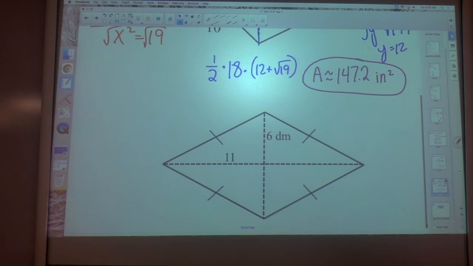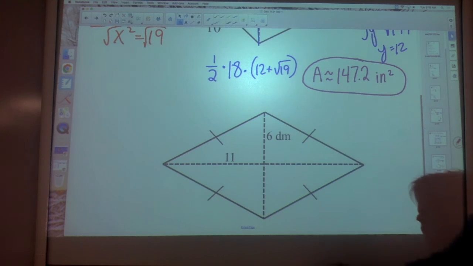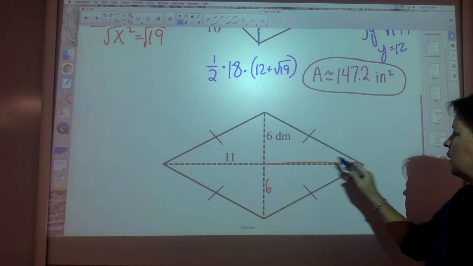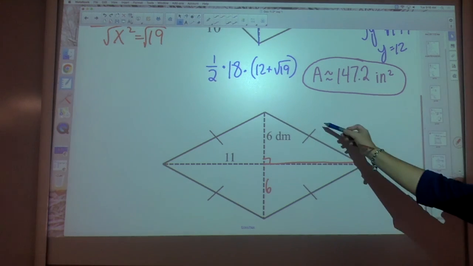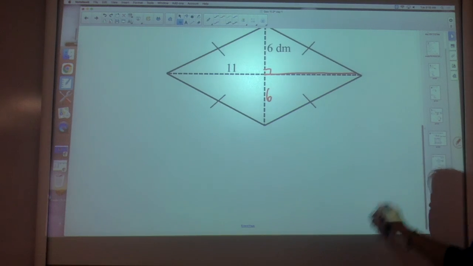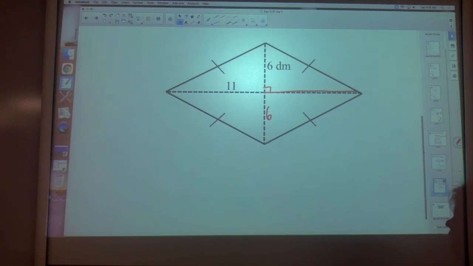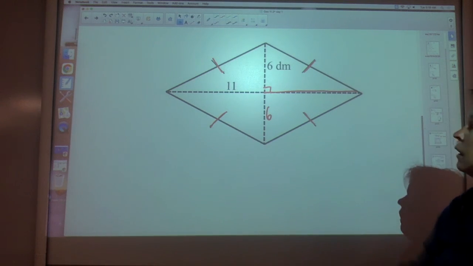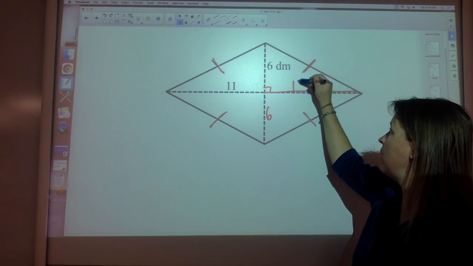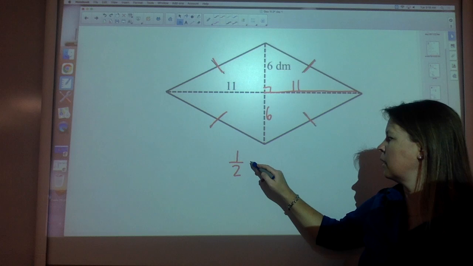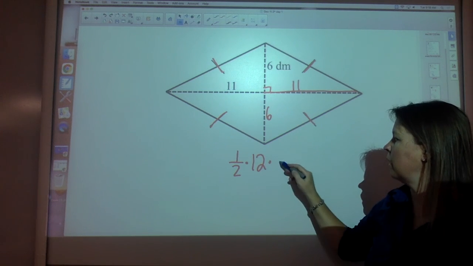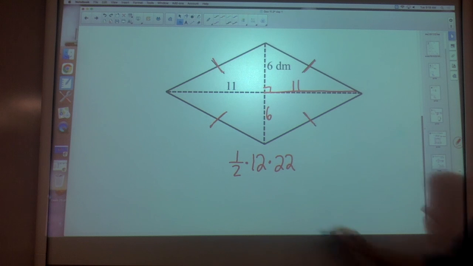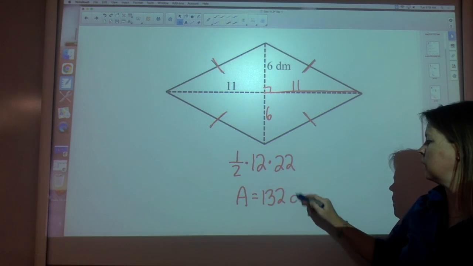Last one. I know, I said it was long notes. Same thing here, but you've got 6 decimeters and 6 decimeters. You've got an 11. The only piece you need is right here. You're thinking, wait, how am I going to find that piece if I don't know how long those sides are? Take a look at it carefully. This is not a kite. It is a rhombus. How do we know it's a rhombus? Because all 4 sides are congruent. If all 4 sides are congruent, it's a rhombus. One of the properties of rhombuses is that diagonals bisect each other. So you don't need the Pythagorean theorem. You can just do half of diagonal 1, which is 12, times diagonal 2, which is 22. And you should get an area of 132 decimeters squared.